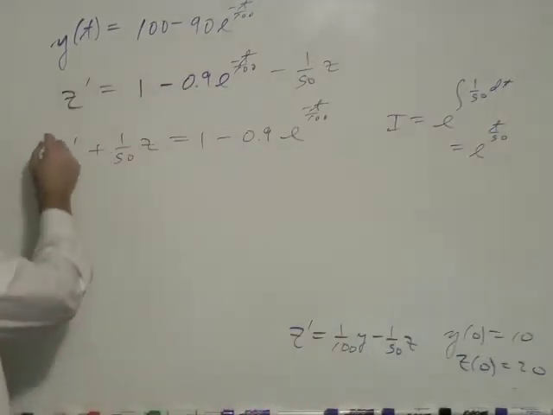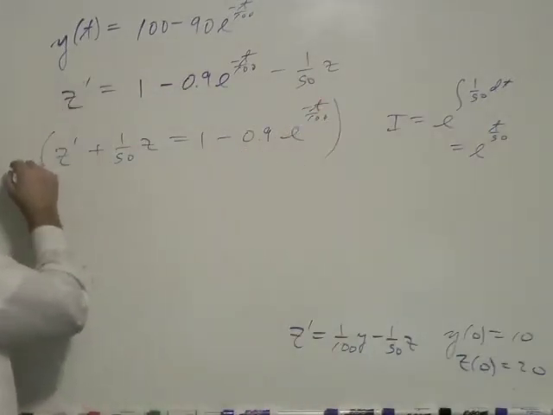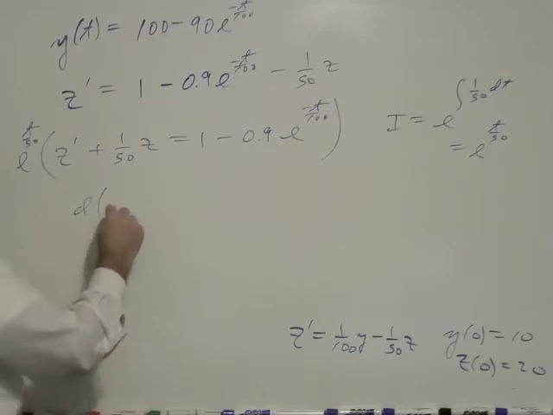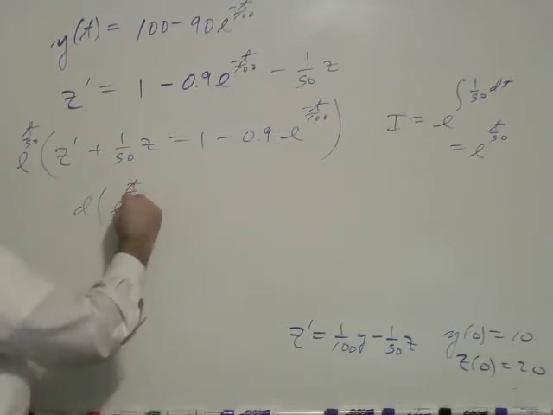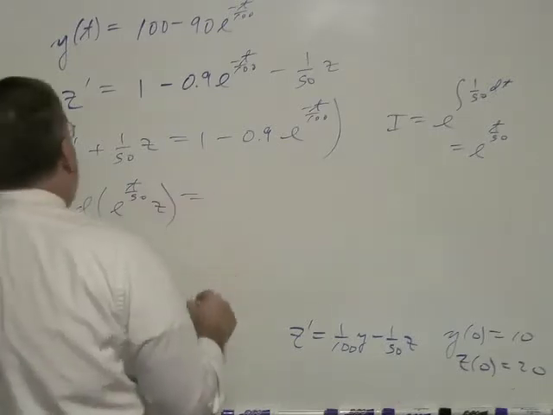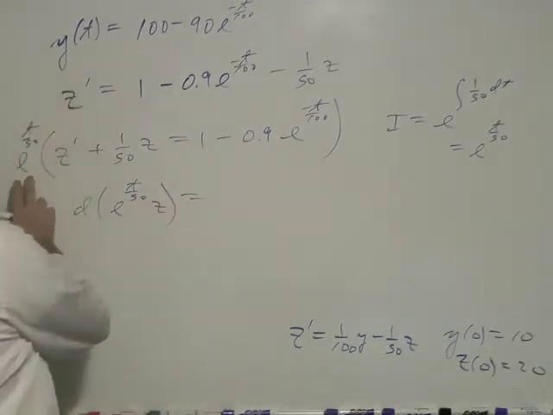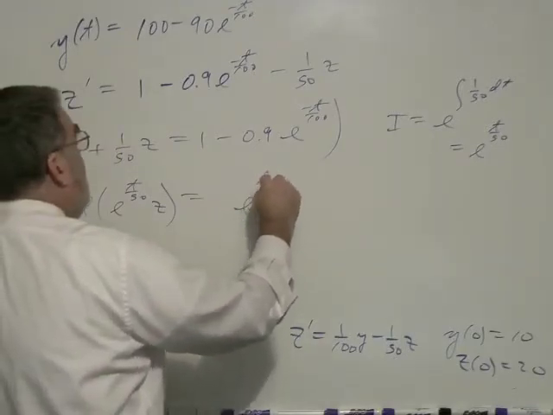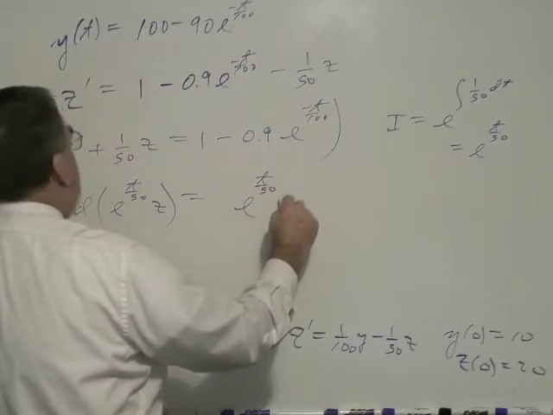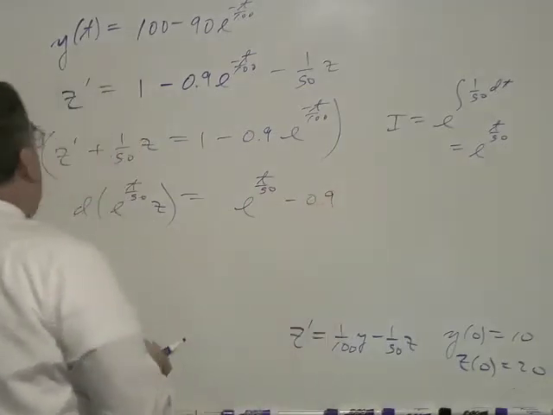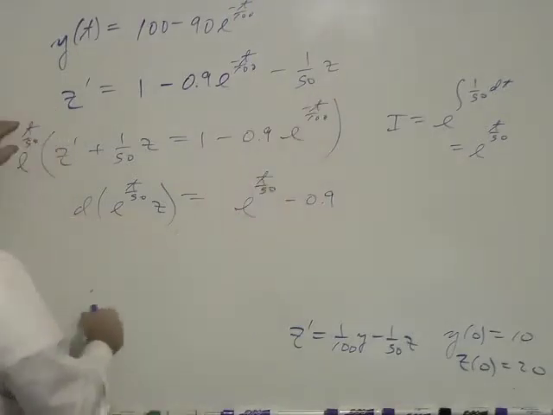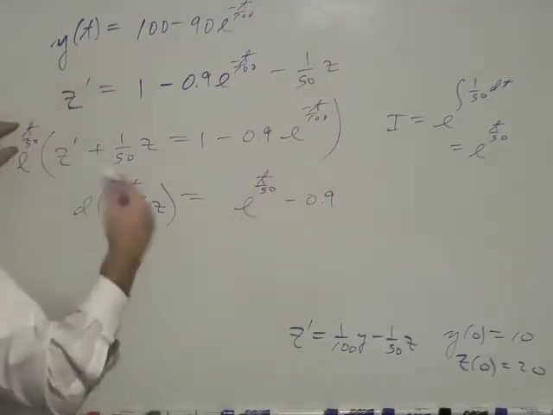So if I multiply everything by e to the t over 50, then as usual I'll get the differential of the integrating factor times the variable equals this term times the right side dt. So it ends up being e to the t over 50 minus 0.9. And when we multiply these, this is 2t over 100, and I'm adding exponents to negative t over 100, so it ends up being t over 100.